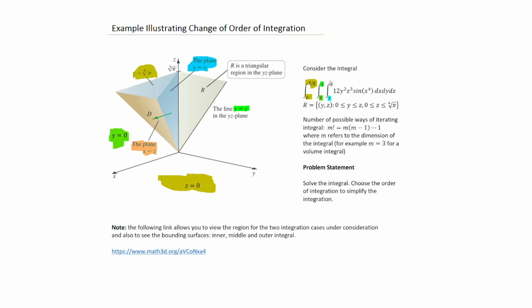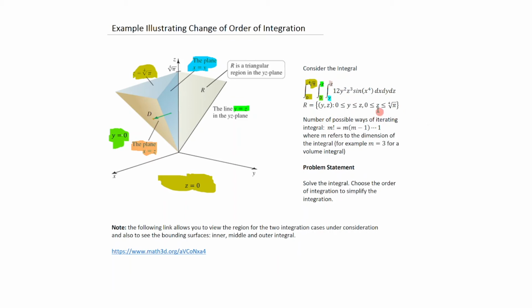All right, let's take a more complicated problem and let's illustrate the need for the change of order of integration. You start by considering an integral of this form. You've got this messy looking integrand that is formulated as a problem in which you're expected to integrate first with respect to x, then y, then z. And the region is to be defined as 0 is less than or equal to y is less than or equal to z, and 0 is less than or equal to z is less than or equal to the 4th root of pi.